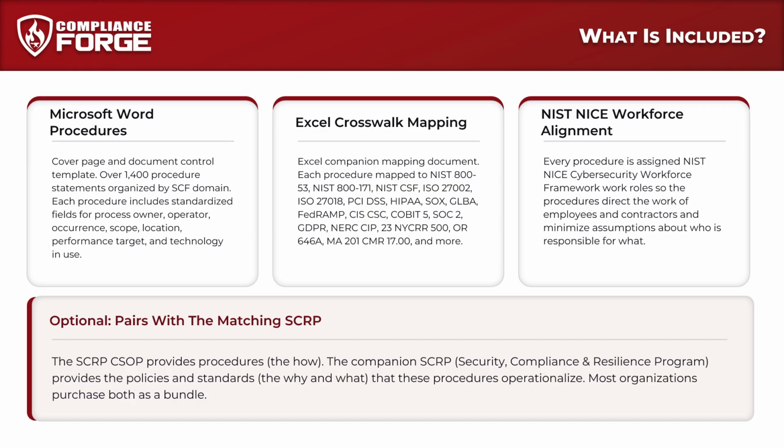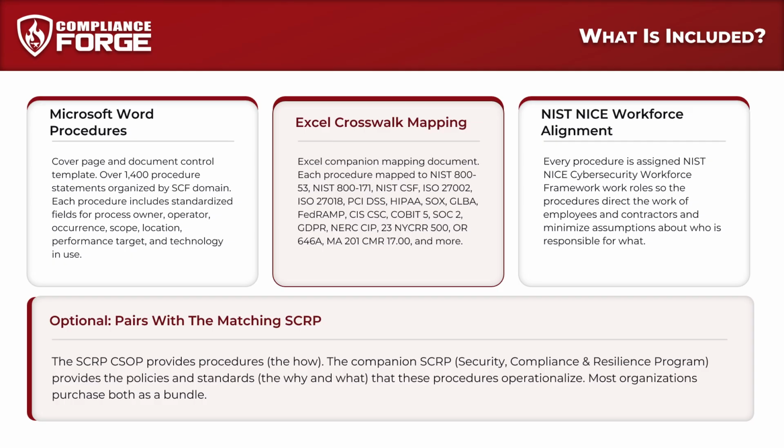So what do you actually receive? The SCRP version of the CSOP is delivered as an editable Microsoft Word document with a companion Excel mapping. Purchase includes a single entity license and the first year of product updates. The Microsoft Word procedures, a cover page and document control template, and over 1,400 procedure statements organized by SCF domain. Each procedure includes standardized fields for the process owner, operator, occurrence, scope, location, performance target, and technology in use.